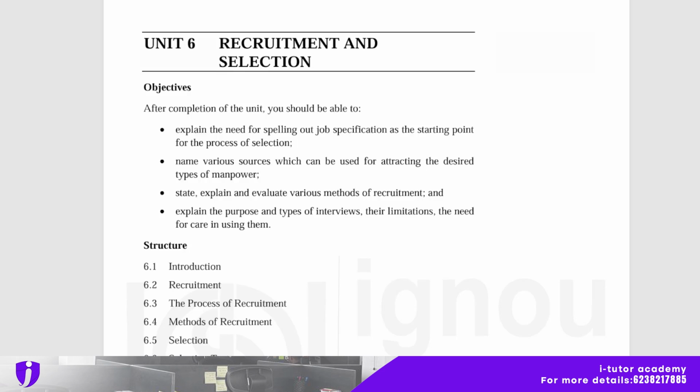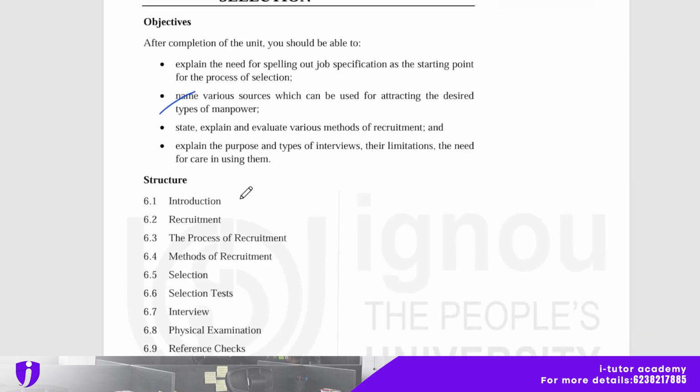In today's session, we will start with Unit 6, that is recruitment and selection. Okay, so what are the objectives of this unit? After completion of this unit, you should be able to explain the need for spelling out job specification as the starting point for the process of selection and name various sources which can be used for attracting the desired type of manpower. State, explain and evaluate various methods of recruitment and explain the purpose and type of interviews, their limitations, the need for care in using them.